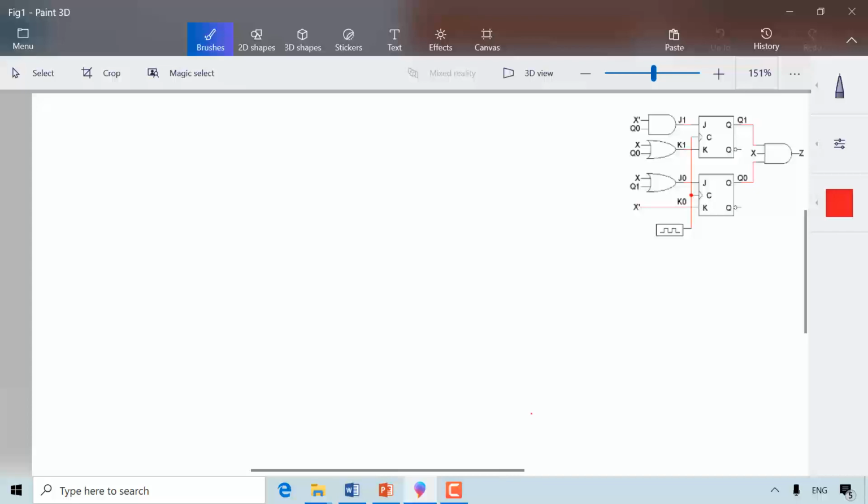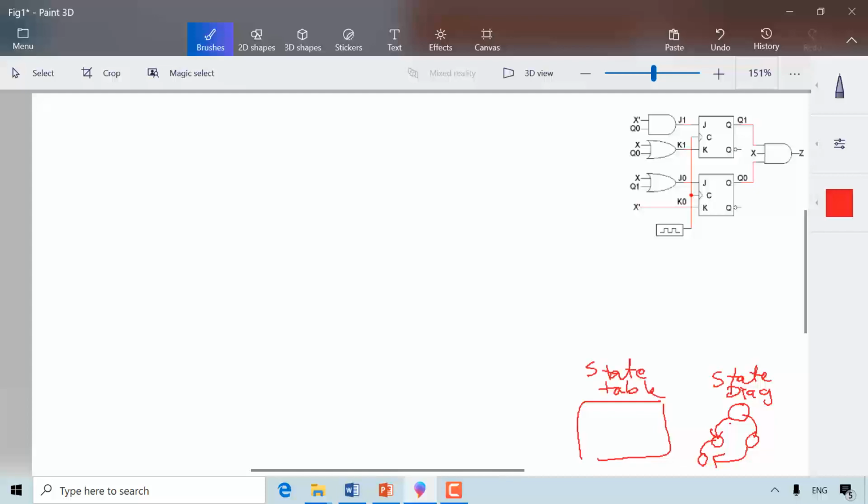What we need to do, our goal is what? Our goal is we need to get to the state diagram. Okay, but before we get to the state diagram, we have to go. So this is our state diagram. Before we get to the state diagram, we have to go to the state table.